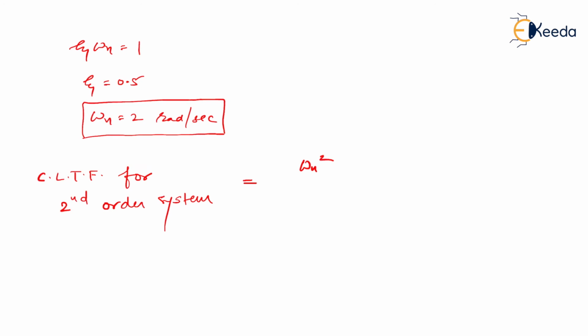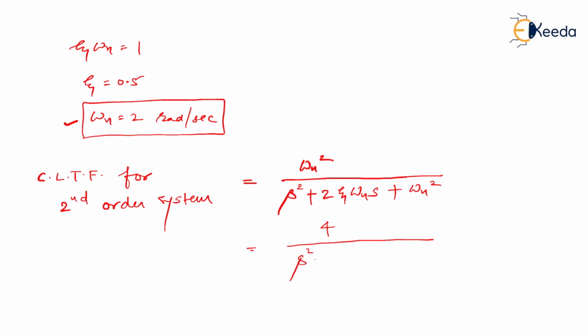If you remember, it was omega n square whole divided by s square plus 2 zeta omega n s plus omega n square. Am I right? So let us write this. Omega n value is equal to 2. I can write 4 in the numerator whole divided by s square plus, what I want is zeta omega n. You know what? Zeta omega n is equal to 1. So it is multiplied with 2. It becomes 2s plus again omega n square should be there, which is 4. So this is nothing but the overall transfer function or a closed loop transfer function for a second order system for the given data.